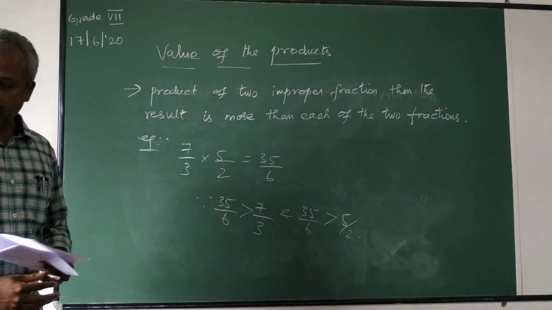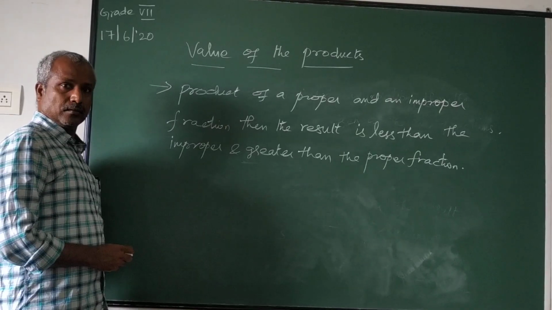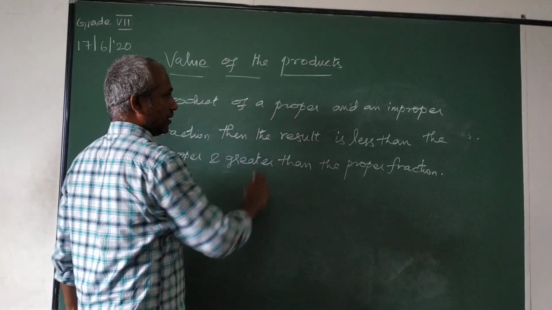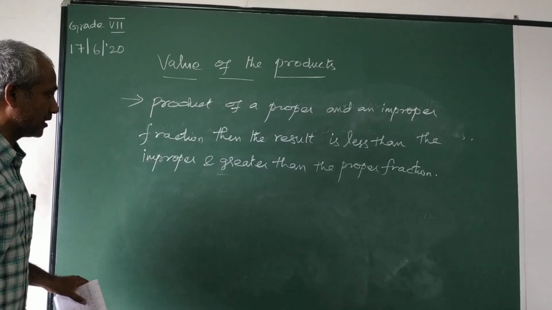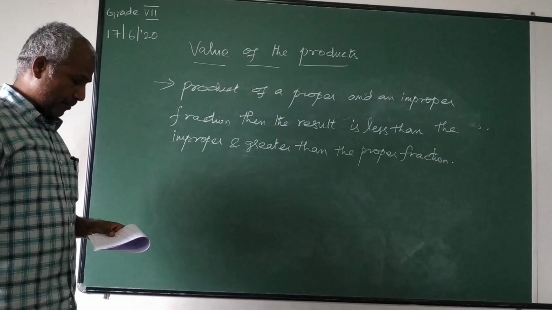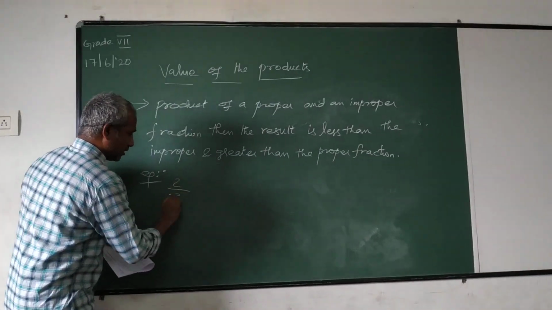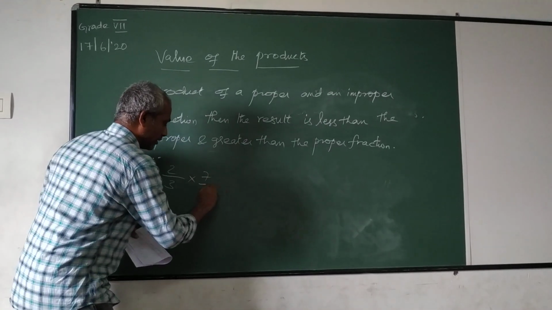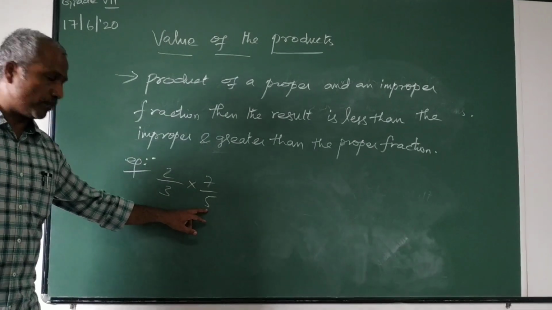Okay. Next we will move to the next key point. The next key point is the product of a proper and an improper fraction. The corresponding result is always less than the improper fraction, but it will be greater than the proper fraction. I am giving one example for that. 2 by 3, this fraction is proper. Another fraction is 7 by 5. It is improper. One is proper, another one is improper.